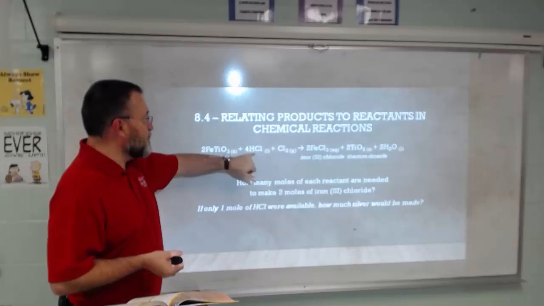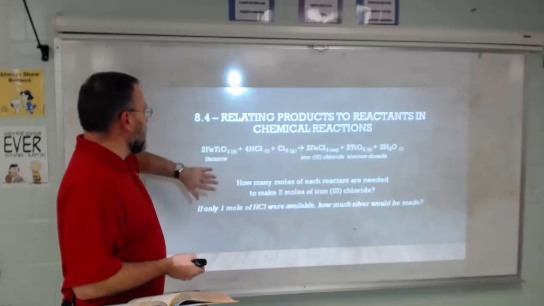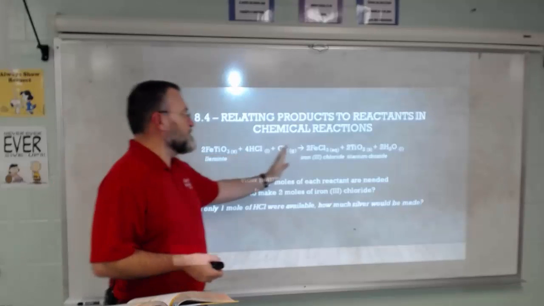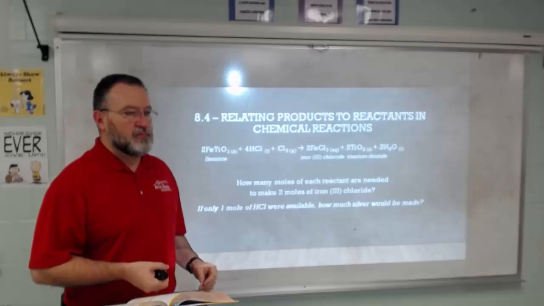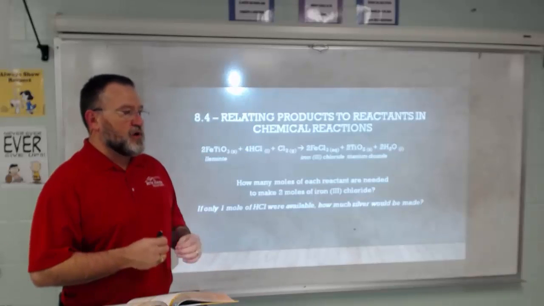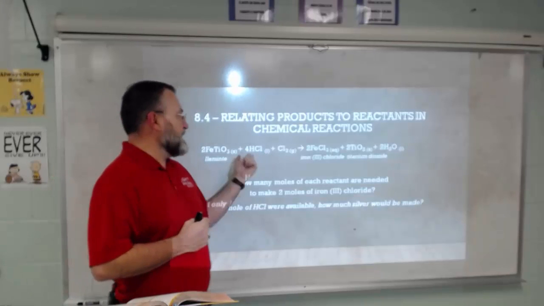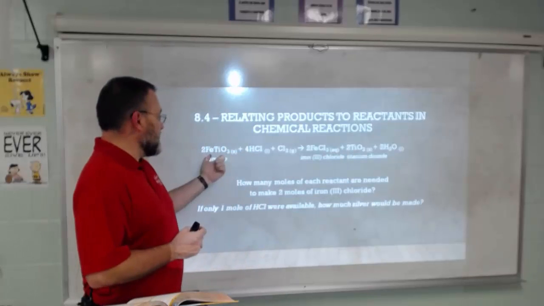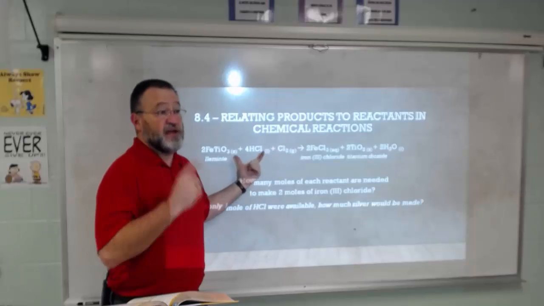If I only have 1/4 of the hydrochloric acid, even if I put in all of the ilmenite and all of the chlorine, I only put in 1/4 of this reactant, how much of my product is going to be produced? 1/4, correct. If I only have 1/4 of what I need, I'm only going to get 1/4 of what I should get. I'm going to have leftover ilmenite, I'm going to have leftover chlorine gas, and I'm going to use up all of the hydrochloric acid if I only had 1 mole.